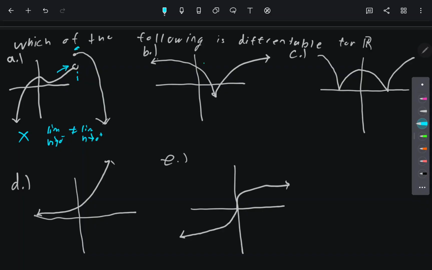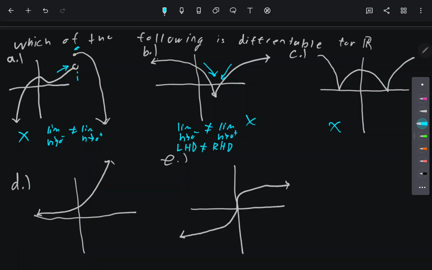Okay, the next option is a cusp. So it's approaching negative infinity from the left, but positive infinity from the right. So in this case, once again, the limit as h approaches 0 from the left does not equal the limit as h approaches 0 from the right. Or, in other words, you can write down the left-hand derivative does not equal the right-hand derivative. So it's not B either. So C has 2 corner points. So once again, this shows us that the limits do not exist, so we know it's not C.